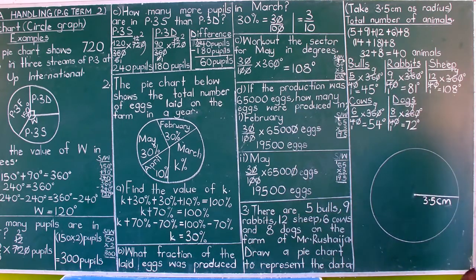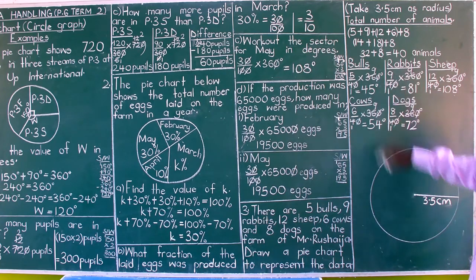Finally, we've got the sheep. And the sheep are 12. So you get 12 out of 40 times 360 degrees by 10 by 10. Cancel by 4 ones, cancel by 4, get 9. 12 times 9, you will get 108 degrees.